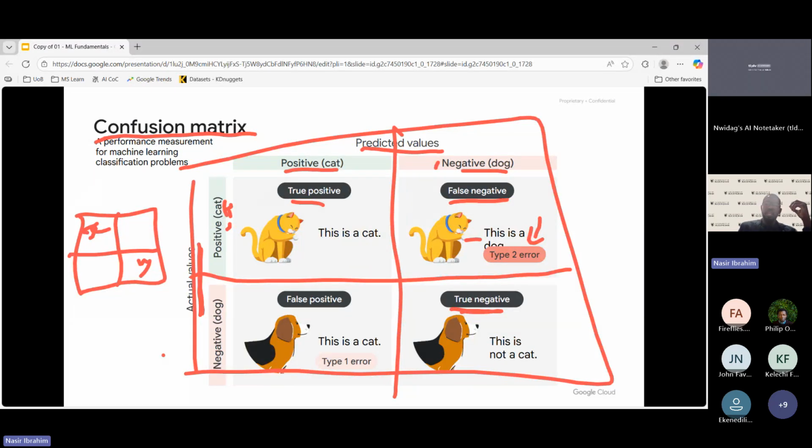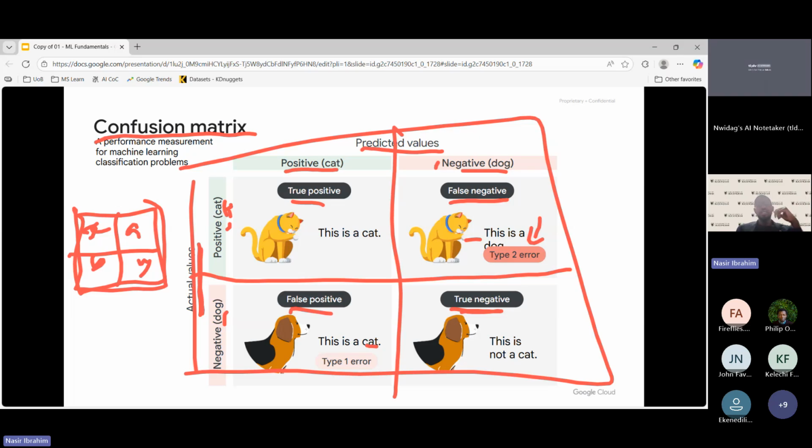And then we have the other case where the actual label might be a dog, and then the model predicts it to be a cat. That will be a false positive, because the model predicts it to be positive, but the actual label is negative. So that's a false positive. Okay, so we build a matrix like this, let's say A and B.